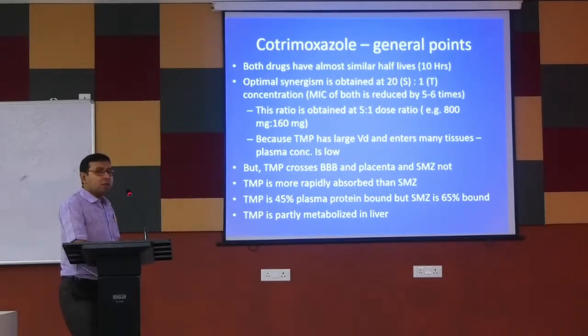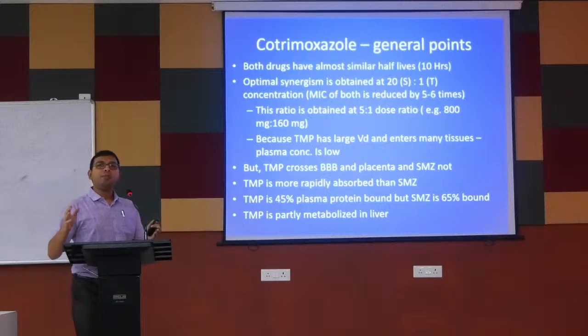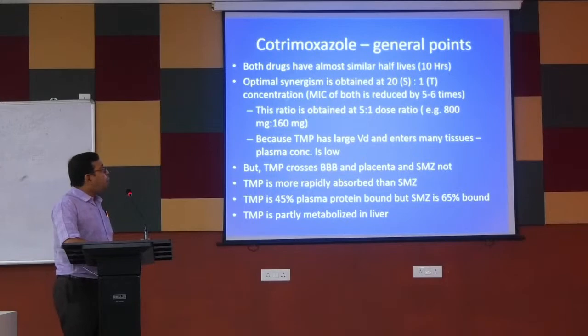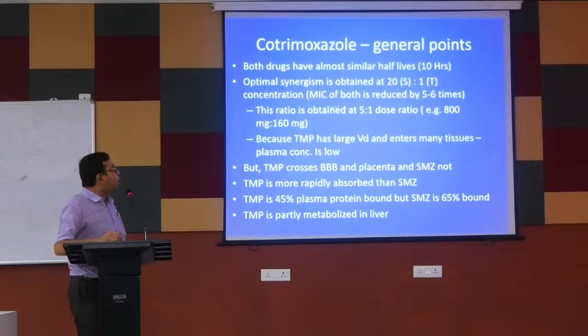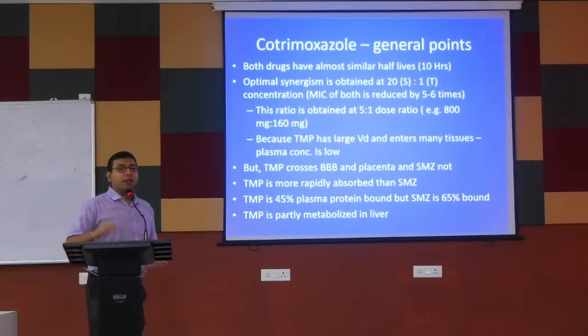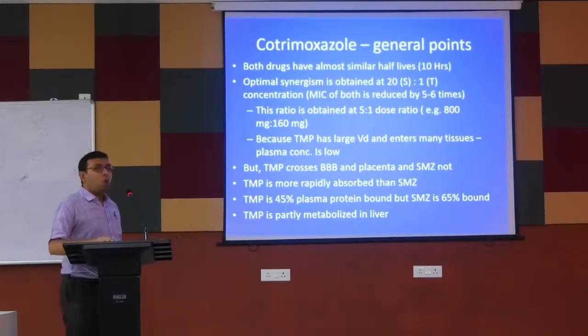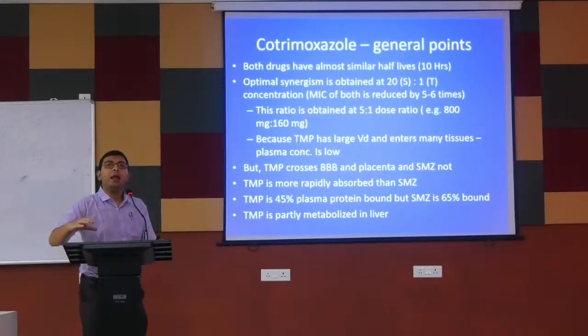So why are these two combined and how are they combined? Both drugs, trimethoprim and sulfamethoxazole, have almost similar half-life. Both have a 10-hour half-life. That's why they have similar pharmacokinetics, so they can be combined. Optimal synergism is obtained when a plasma concentration of 20:1, 20 sulfamethoxazole to 1 trimethoprim, is achieved. The minimum inhibitory concentration is reduced by 5 to 6 times. So this 20:1 concentration in plasma ultimately causes killing of many bacteria.